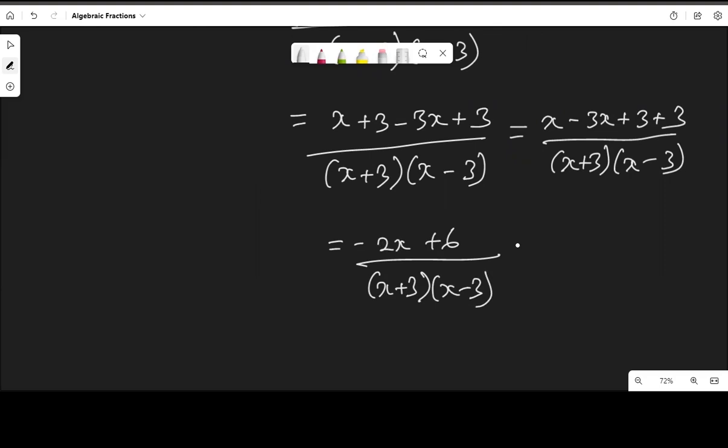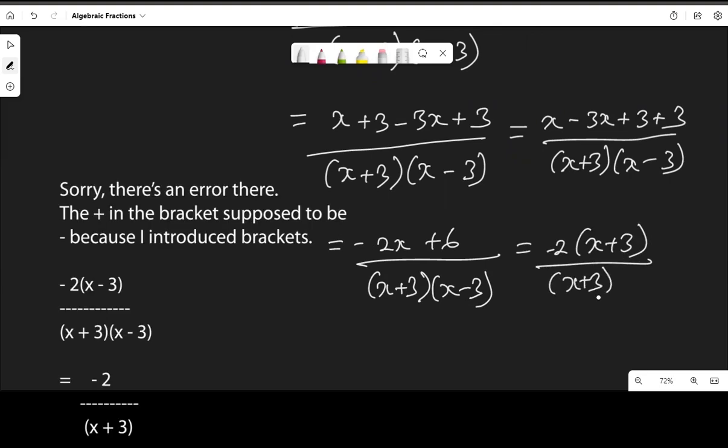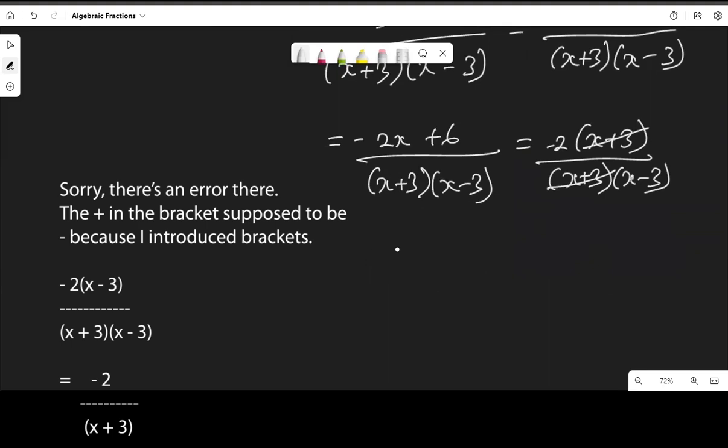2 is common here, so we factor that out: x plus 3 over x plus 3 times x minus 3. So x plus 3 will be gone. We'll be left with minus 2 over x minus 3. That's our final answer.